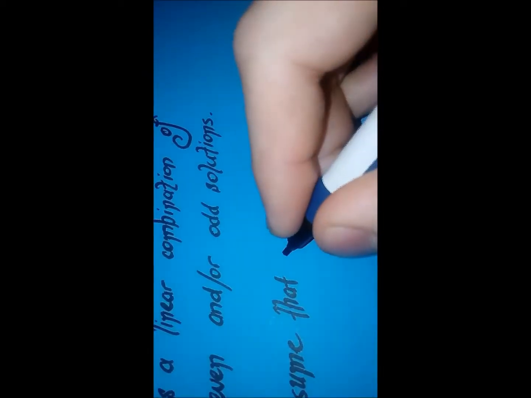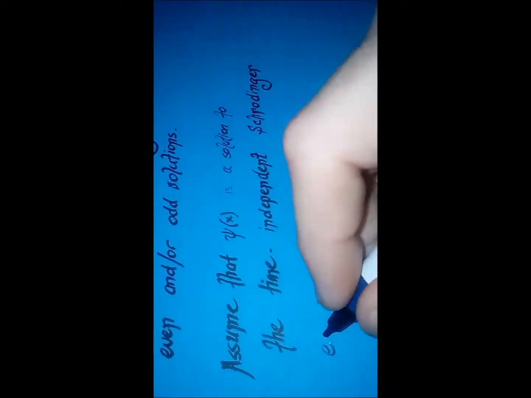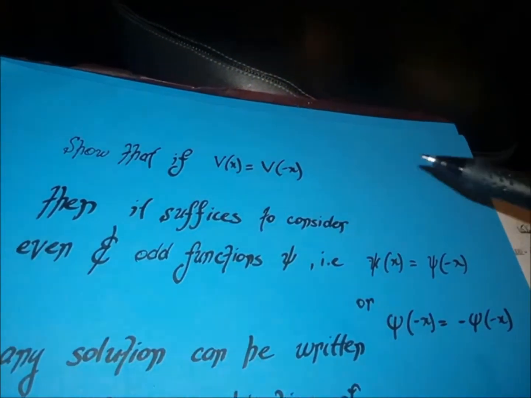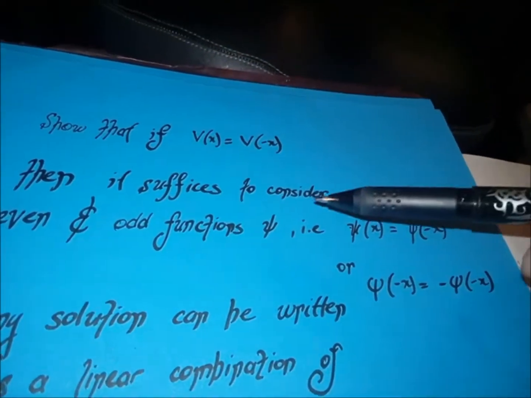Okay, and when we say suffice, we mean that any solution can be written as a linear combination of even and/or odd solutions. First thing we'll do is assume that phi of x is a solution to the time-independent Schrodinger equation. As we were saying, if V of x is V of minus x, then it suffices to consider even and odd functions of phi, which describes the probability of the location of x.